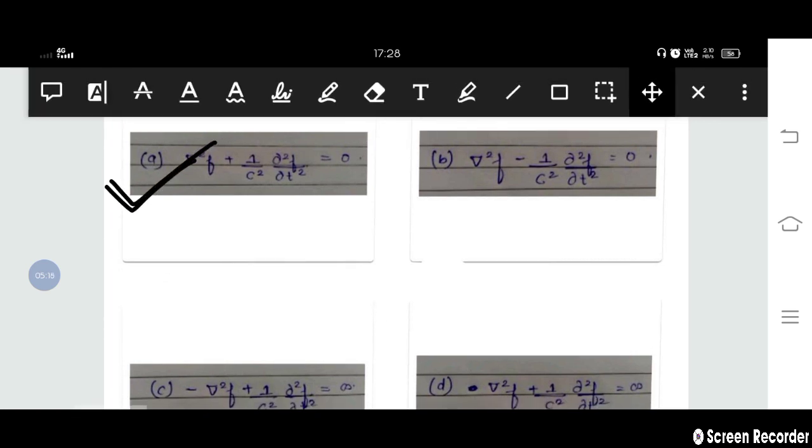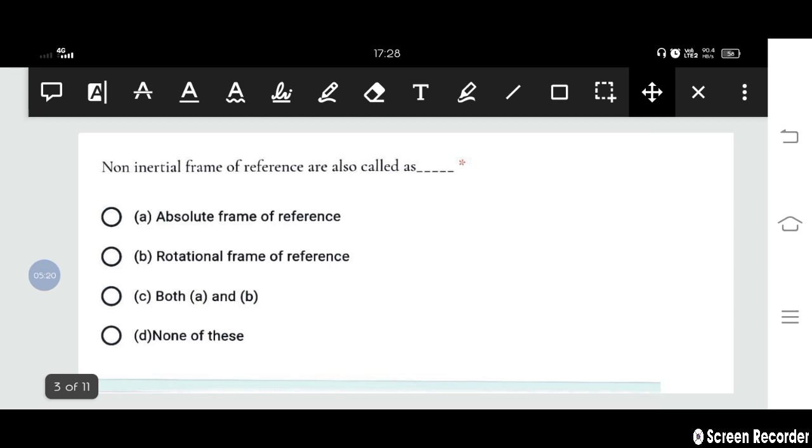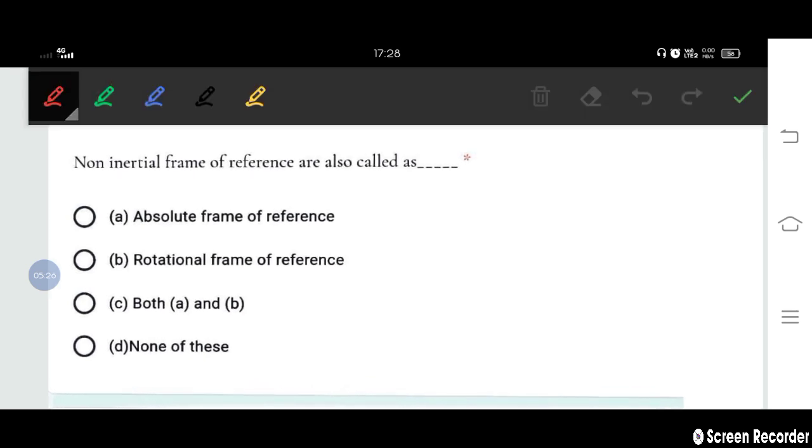Now moving to our next question. Non-inertial frame of reference are also called as dash. So non-inertial frame of reference are also called as absolute frame of reference and rotational frame of reference also. So here our correct option is option C, that is both A and B.